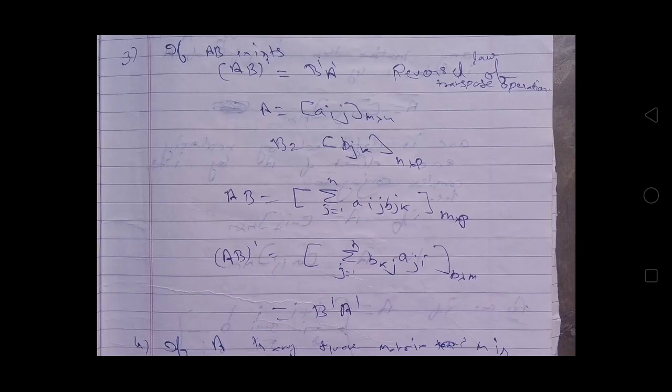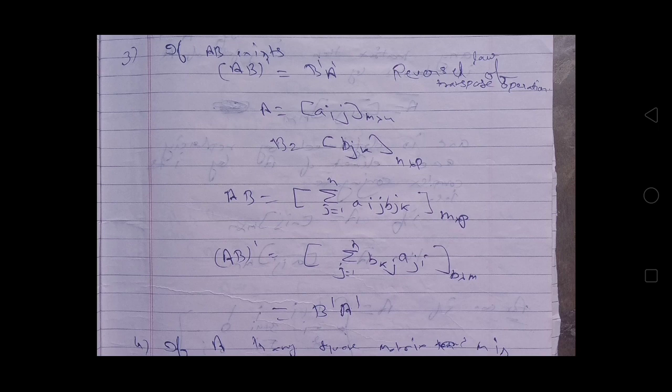If AB exists, then transpose of AB will be equal to transpose of B matrix into transpose of A matrix, which is called the reversal law of the transpose operation. Now go for the proof. Here A is some matrix of order m cross n whose entries are like a_ij, and B is some matrix of order n cross p whose entries are like b_jk.